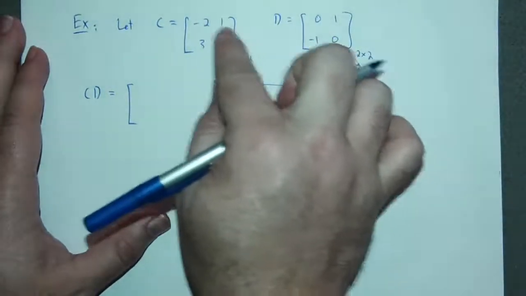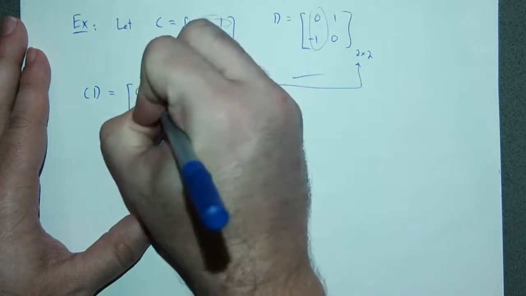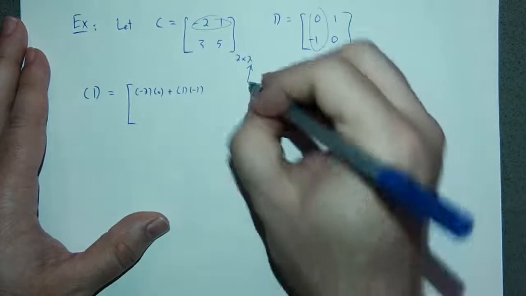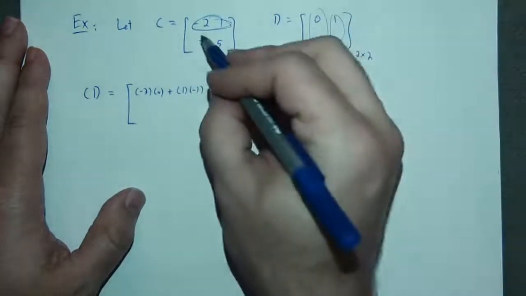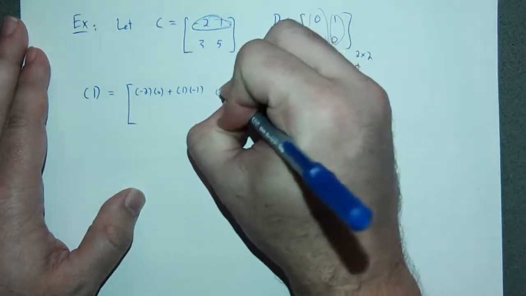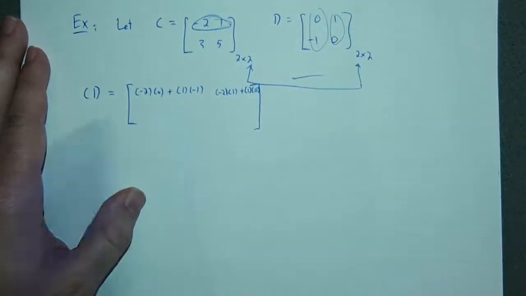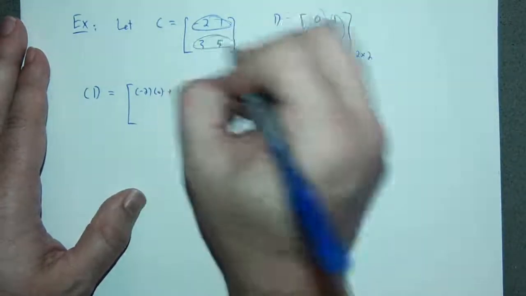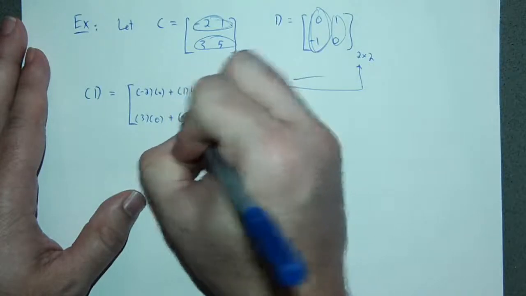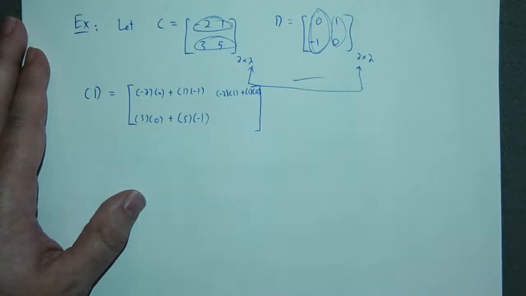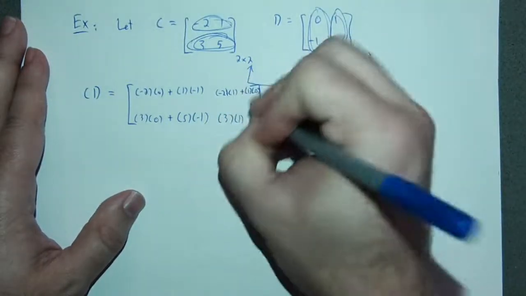Okay. So here I'm in this slot, so first row of C, first column of D. So minus 2 times 0 plus 1 times minus 1. That's the first entry. In the first row, second column, again with the first row of C, second column of D now. So minus 2 times 1 plus 1 times 0. In this entry, this is second row, first column. So second row of C, first column of D. So this is 3 times 0 plus 5 times minus 1. And then last entry is second row, second column. So second row of C, second column of D. This is 3 times 1 plus 5 times 0.